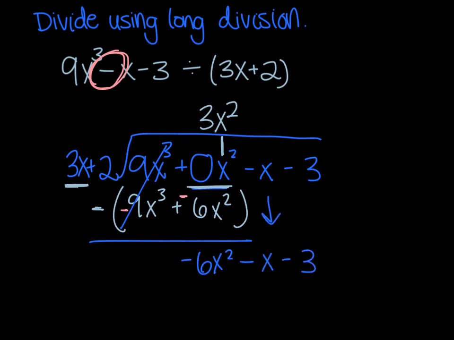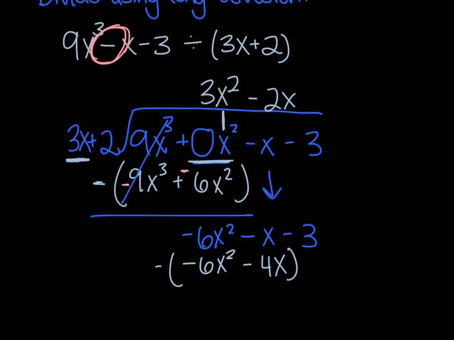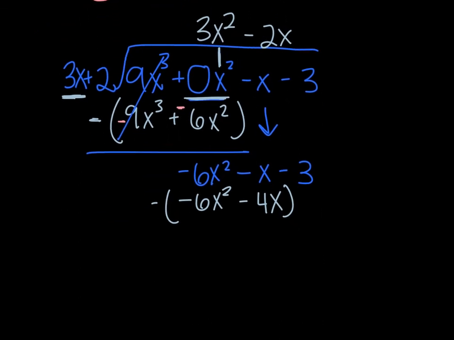Now continuing on, how many times does 3x go into negative 6x squared? Well, it goes in minus 2x times because 3x times negative 2x is negative 6x squared. So when we add that here, we get negative 6x squared minus 4x. But remember, we are taking the negative of the whole term, so we have to add that outside negative out there. So now this cancels.